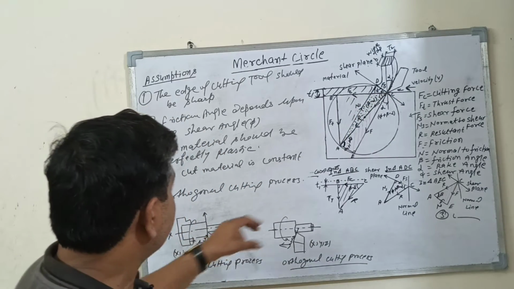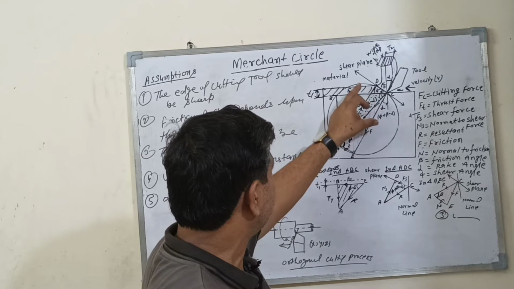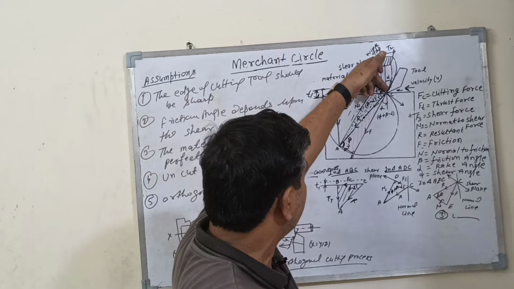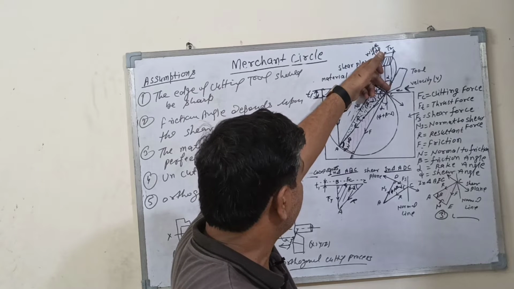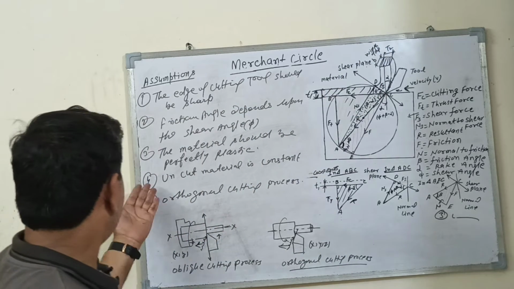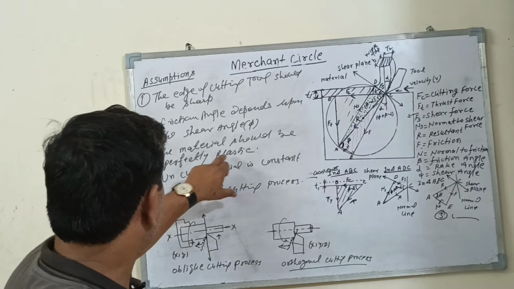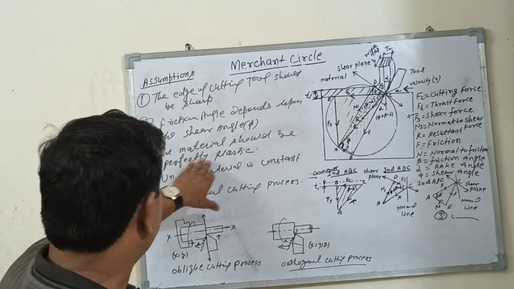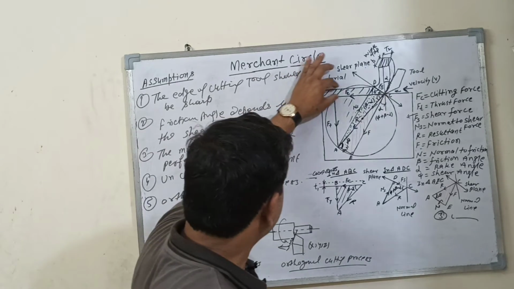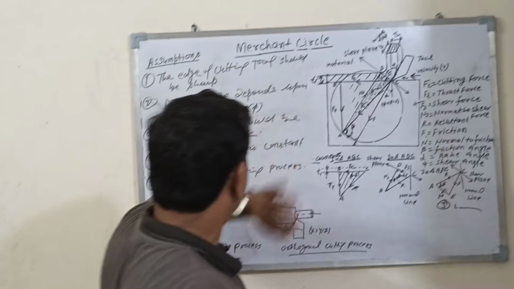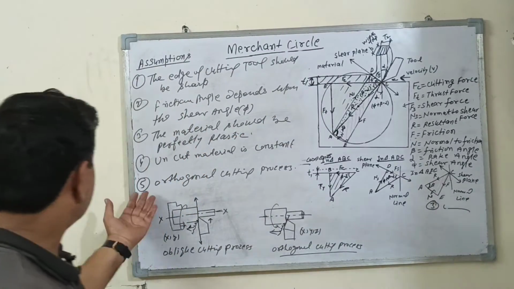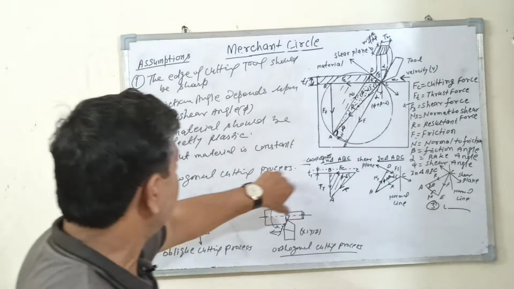Perfectly plastic means when the tool is moved in this direction, the chip is moved along the surface of the workpiece, and the process is continuous due to the perfect plasticity. So the material should be perfectly plastic. Number four, the uncut thickness of the material should be constant. T1 is the uncut thickness of the material, in the orthogonal cutting process.